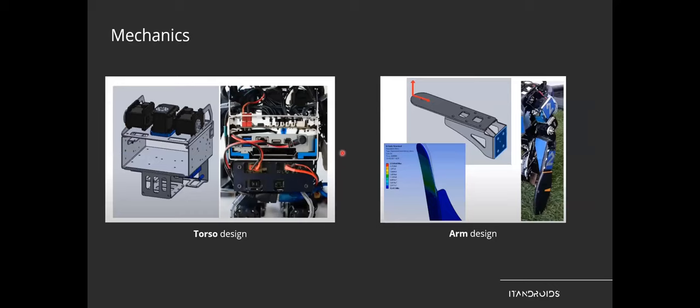Well, we also have our torso design and arm design. About our torso, we opted to make something that is very compact, but we found later that it made our maintenance process difficult. Well, in our other model that we developed later, the G2, we learned from the mistakes of this model and optimized this.